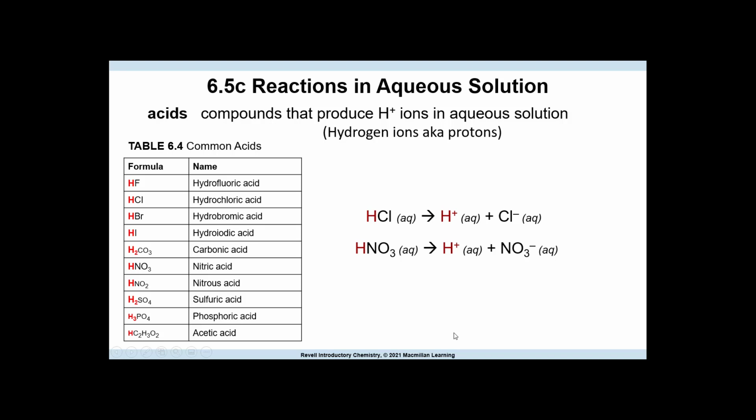Hi class, we are now in the last section. We're on 6.5c, reactions in aqueous solution. So if we go back, in chapter 5, we introduced a very important class of compounds called acids.